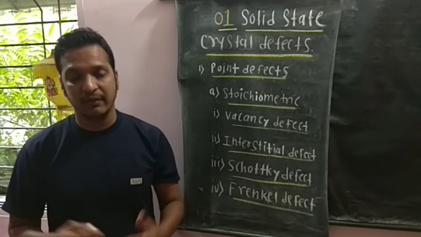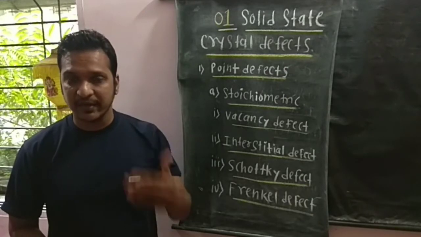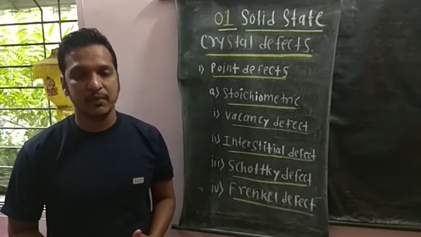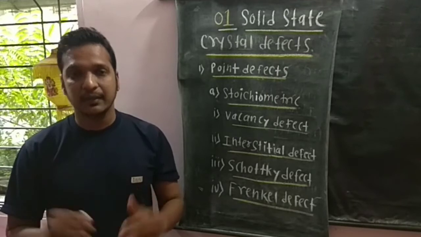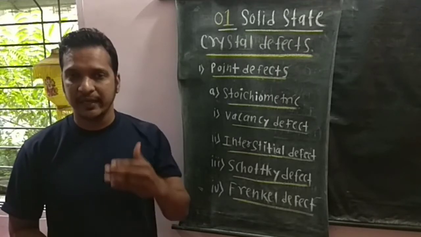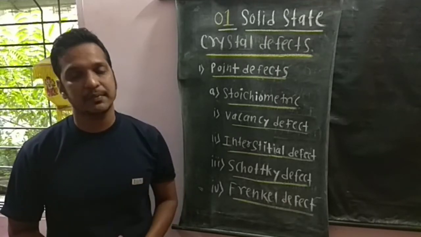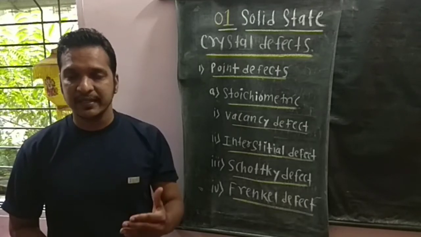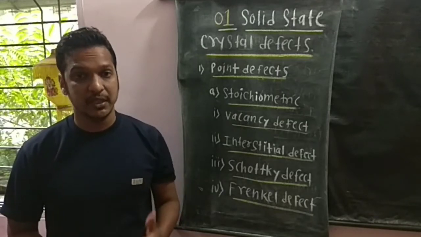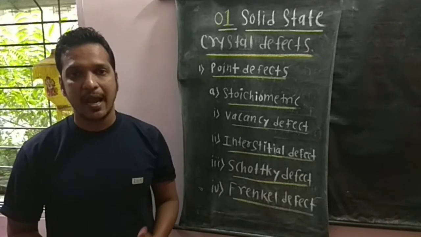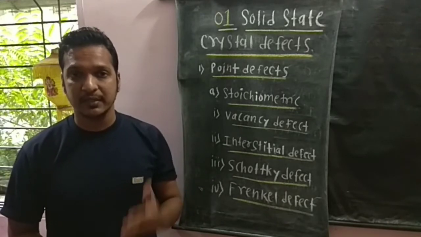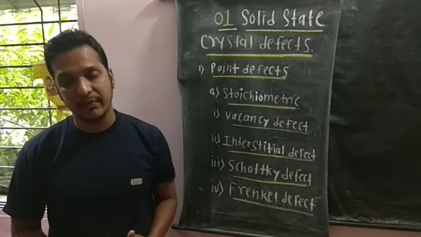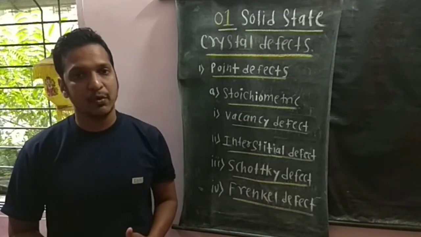Now, defects are generated during the crystallization of solid substance. Whatever the nature of the crystal defects, the electrical neutrality of solid substance is maintained. Now, we will discuss first crystal defect, which is a point defect, and major class of point defect is stoichiometric point defect. Now, we have four types of stoichiometric point defect.